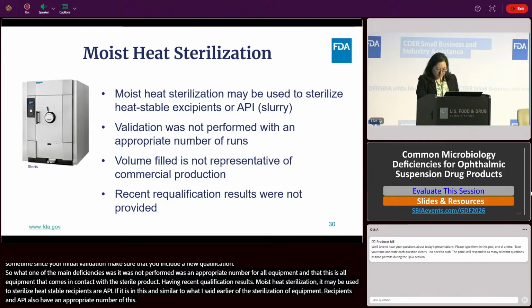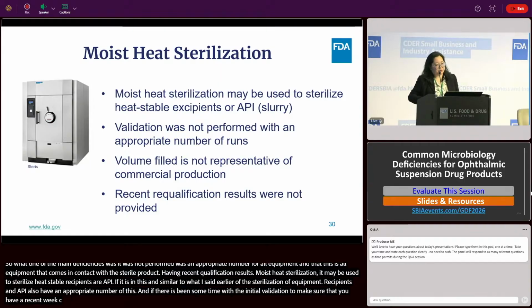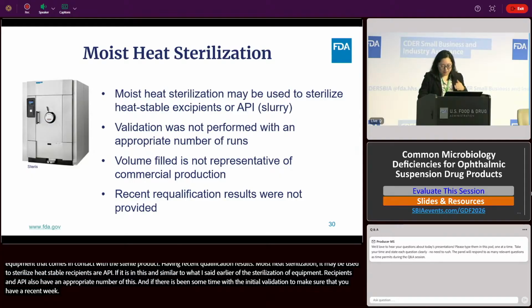Another IR that is commonly issued is that the volume filled for that vessel is not representative of the commercial production. You want to make sure that you include that, and that might mean that the studies that were provided were using the exhibit batch size instead of the commercial batch size. The volume filled is important because you want to know the impact of heat and how heat is transferred throughout that entire container.